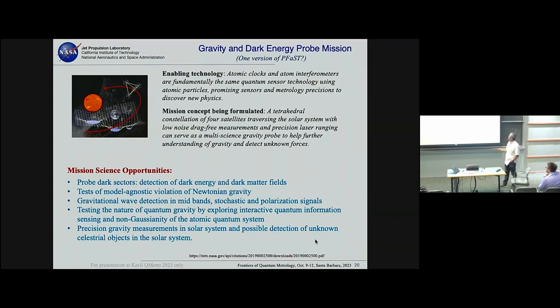We can also, there are some studies of using the same facility for the nature of quantum gravity as discussed before, especially in the non-Gaussianity of atomic systems, because we have huge atomic systems used in the mission. And in the end, we can also use it to precisely map the gravity field in the solar system, and perhaps have a chance to actually see some unknown planets like Planet 9 that people always suspect exists there.